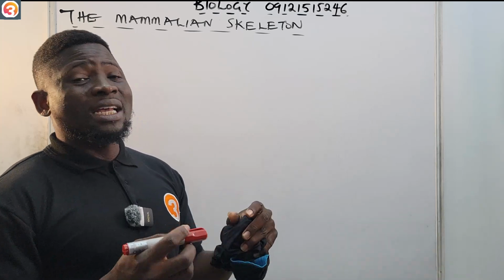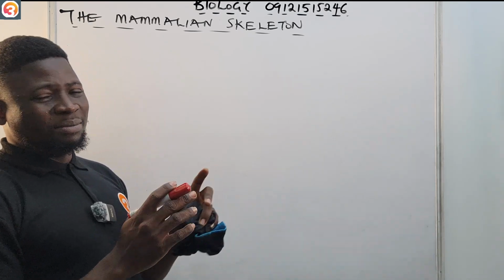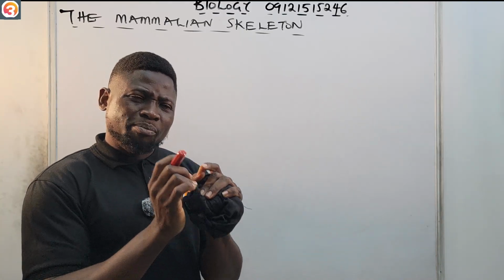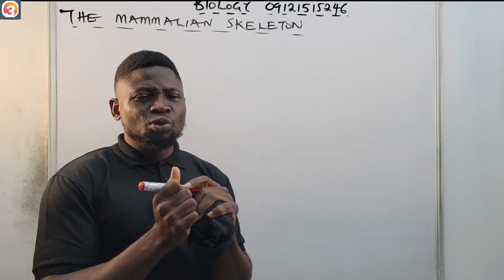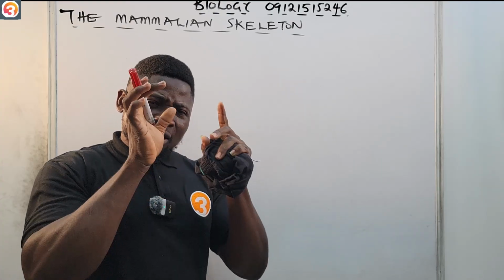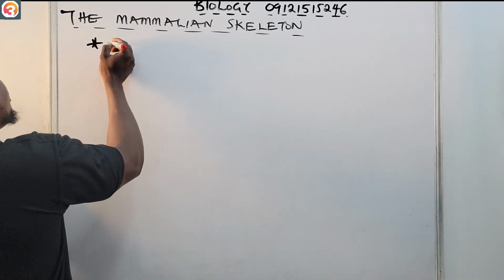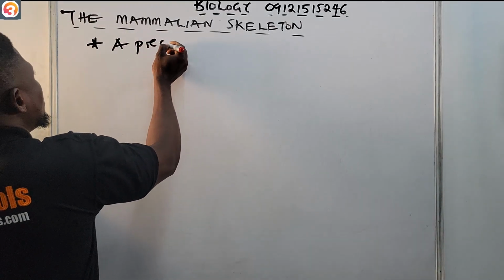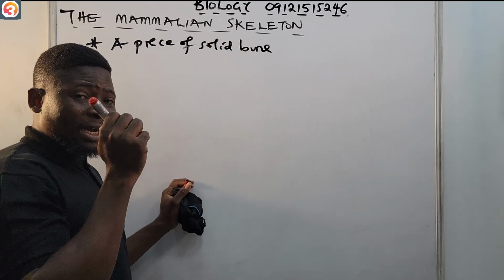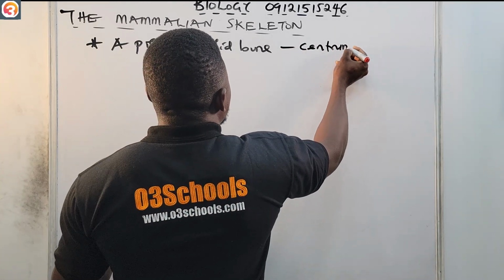But before we look at the thoracic cavity or the rib cage, let us look at some common features of the vertebral column. The vertebral column consists of a piece of solid bone in the middle, known as the centrum.